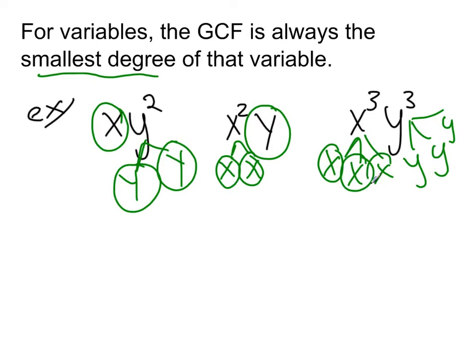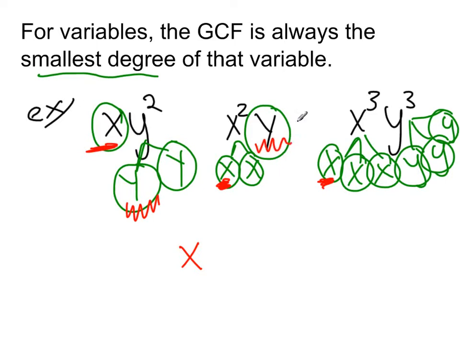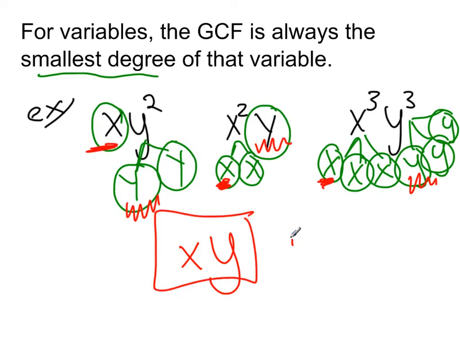And now we just need to collect what they all share in common, which pretty much will be the smallest degree for us. So there's 1 x, 1 x, and 1 x. And this guy doesn't have any more x's, so that's it. So we got 1 x. Now move on. We got a y, 1 y, and that's all he has of y's, and a y. So all we can collect is 1 y. We can't get any more. So really the smallest degree of each variable, so x's smallest degree was to the first, and the smallest degree of the y's was to the first, gives us our GCF.